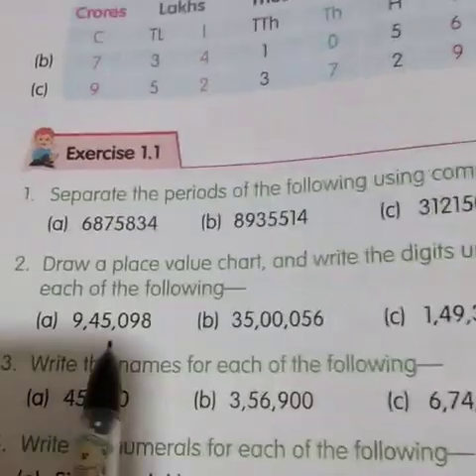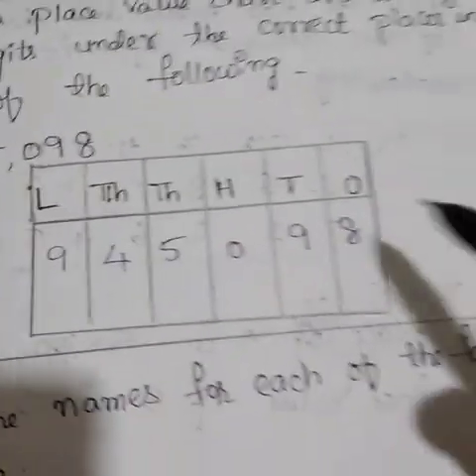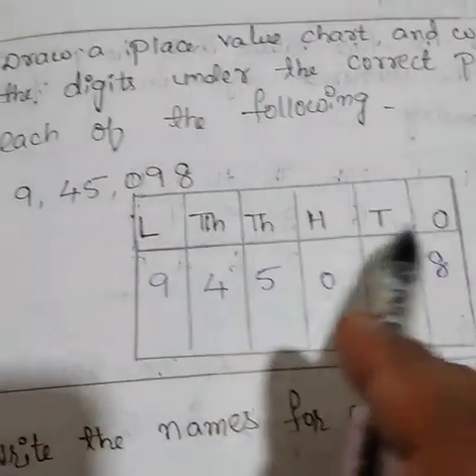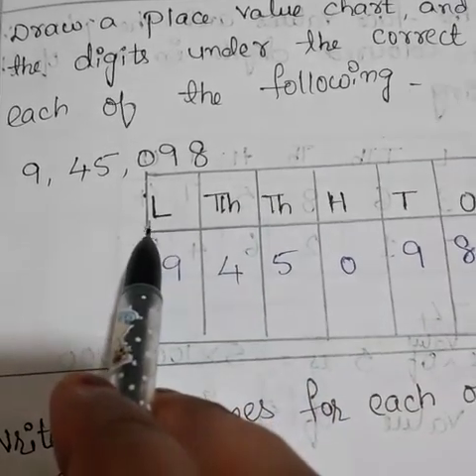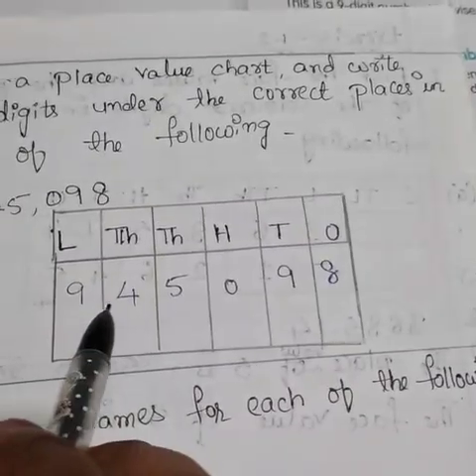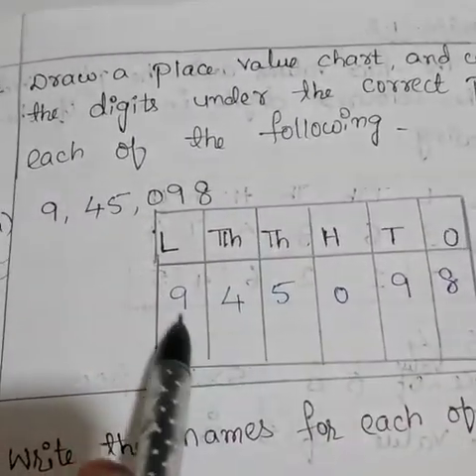Okay. So what is the first question here? 9,45,098. Firstly, we have to draw a place value chart. How do we draw a place value chart here? See, this is the place value chart: ones, tens, 100, 1000, 10,000 and lakh. Under this chart you have to write the digits in the correct places. So let us start here.